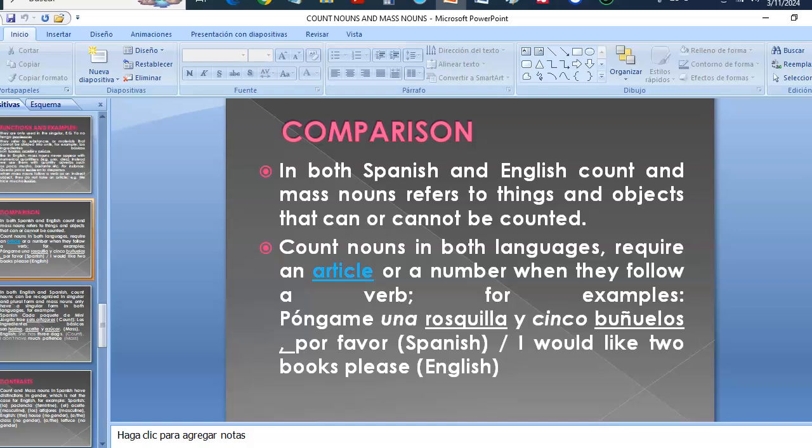And there is the example I just mentioned earlier, that says, "Póngame una rosquilla y 5 buñuelos, por favor," in Spanish. In English, "I would like 2 books, please." In this case, the indefinite article in Spanish, una, and the numeral 5 are accompanying buñuelos. And in "I would like 2 books, please," the numeral 2 is accompanying books. And in this case, the main verbs of the sentences are póngame and like.